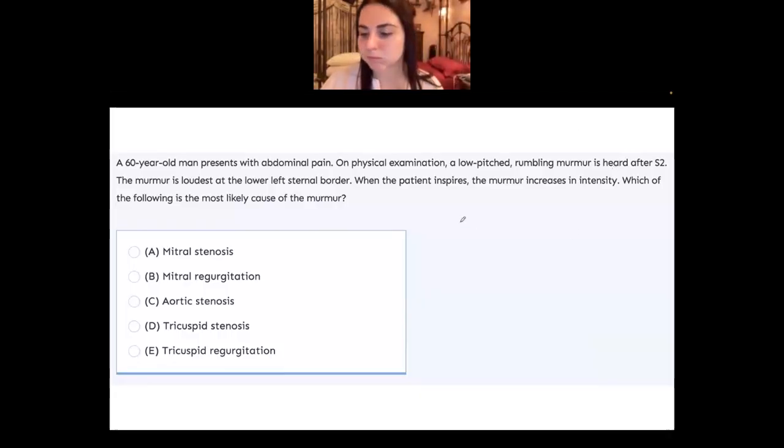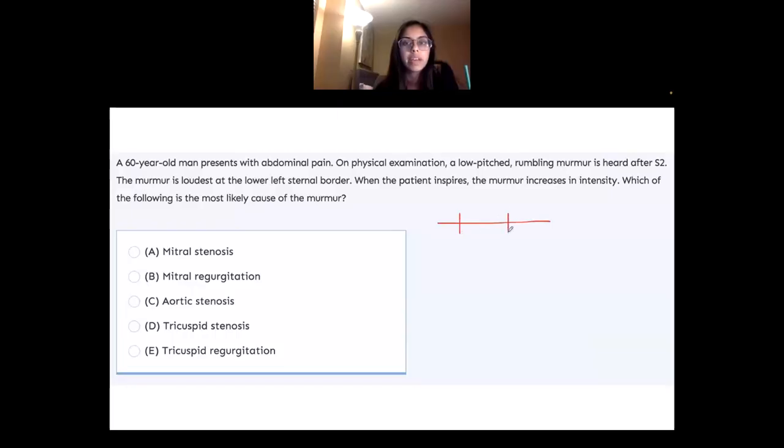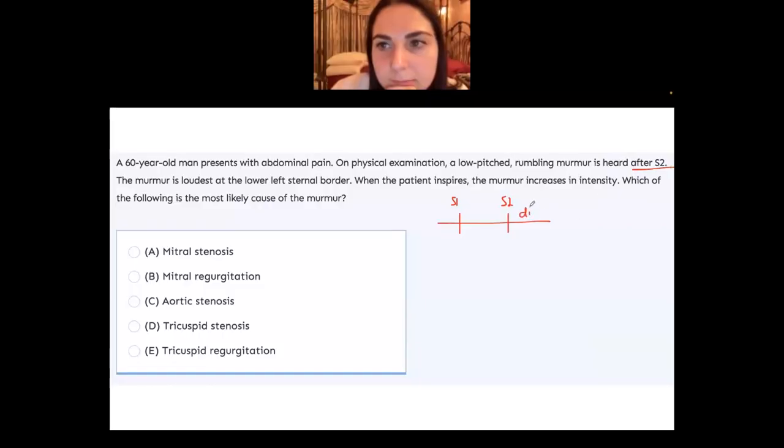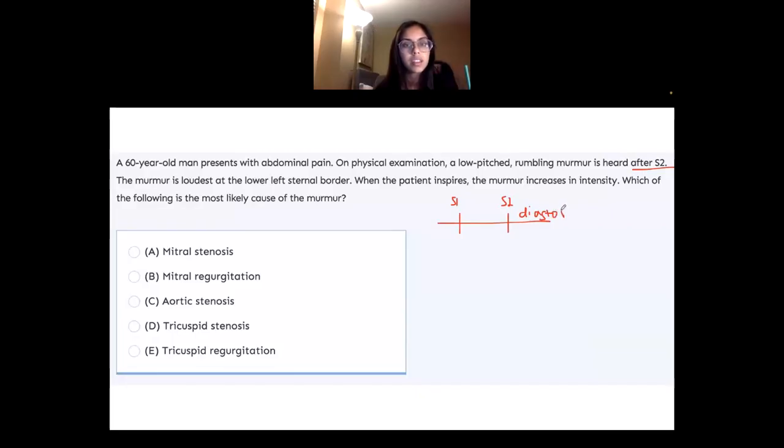So it's heard after S2. So S2 would mean, wait, no, it would mean aortic and pulmonic valve closing, right? Yeah, so is this diastolic or systolic? This would be diastolic. Mm-hmm. Good.